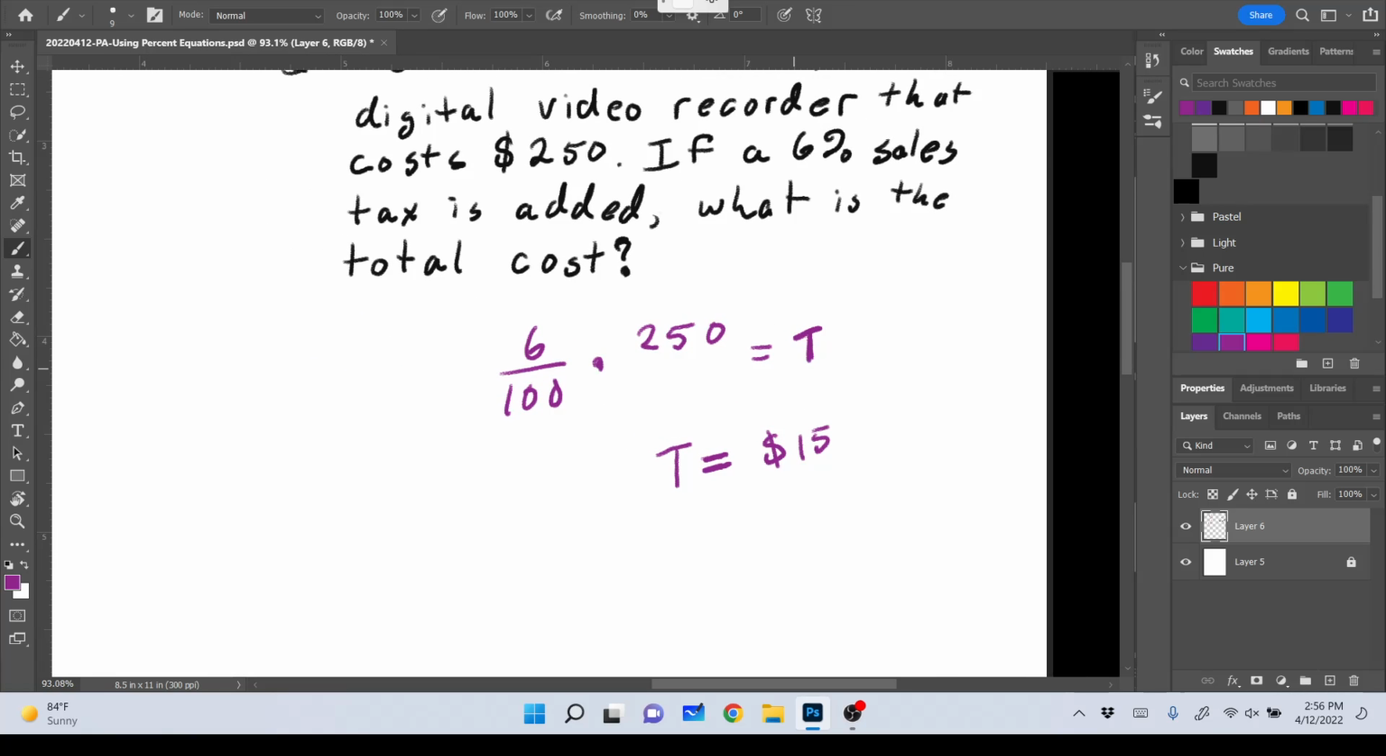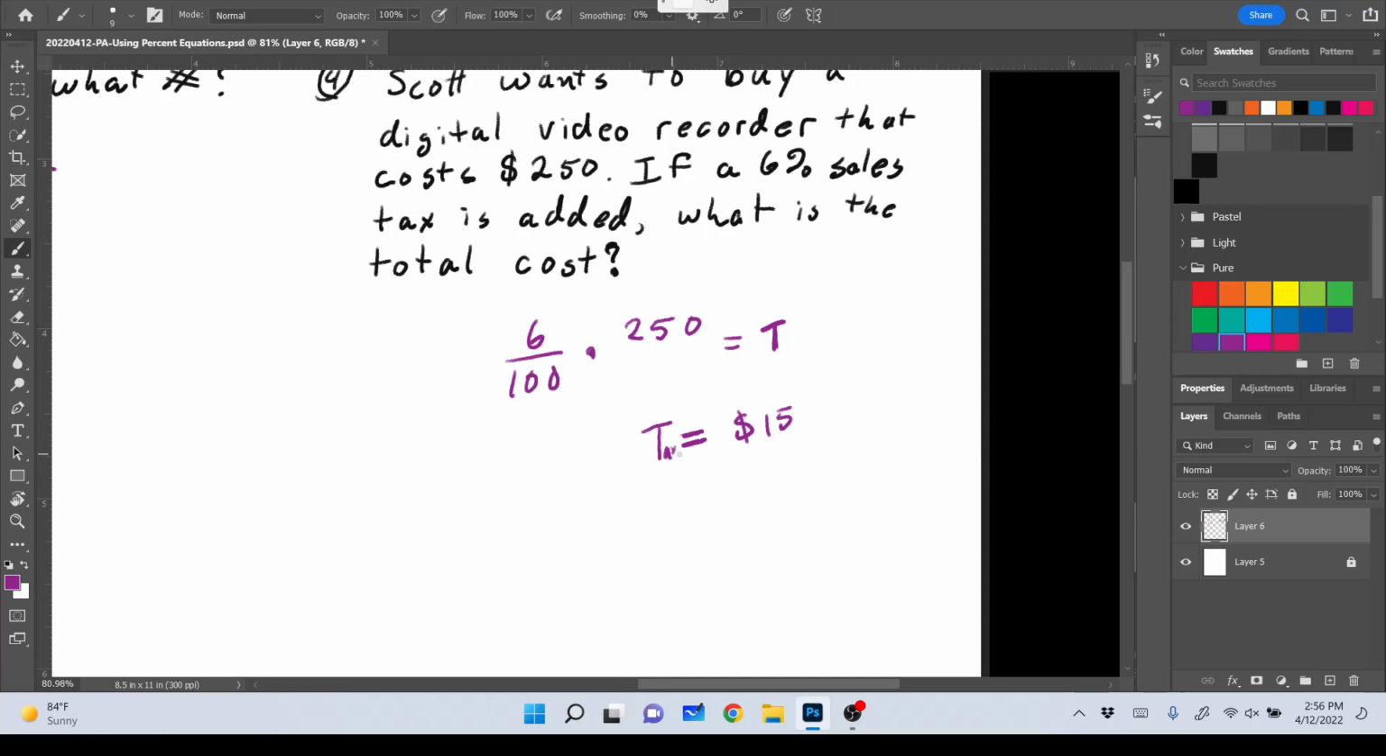Now, is that the total cost? No. So what do we got to do to find the total cost? Add 15 to 250. So 15 plus 250 would be $265. Is his total amount. How we doing? Any questions on that question?